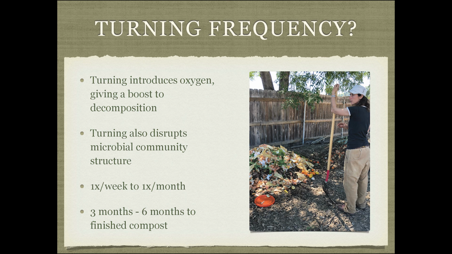The turning frequency is something to think about. It introduces oxygen, makes the decomposition go faster. If you're turning all the time, you can get compost really quickly, but it also disrupts your microbial community structure. So I kind of like to keep it a balance, maybe every 6 weeks or so to turn the pile. So people have different ideas and approaches to that.